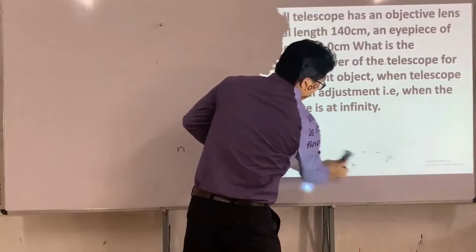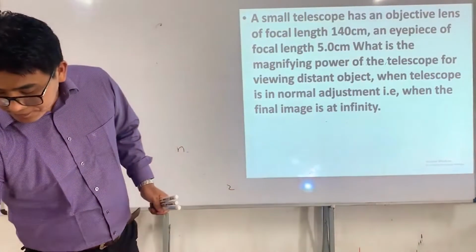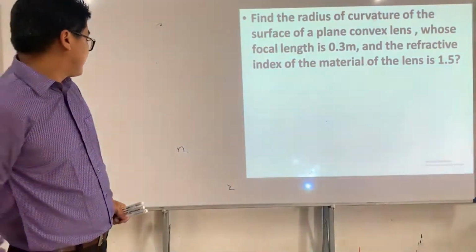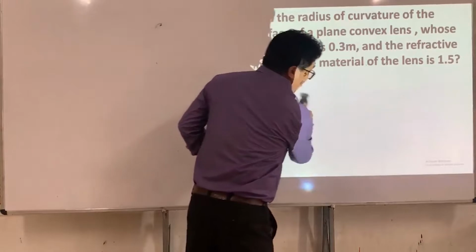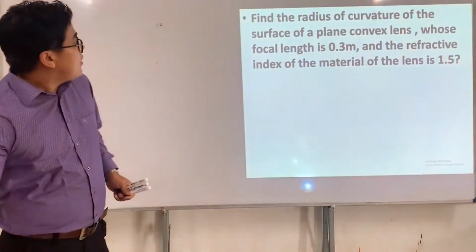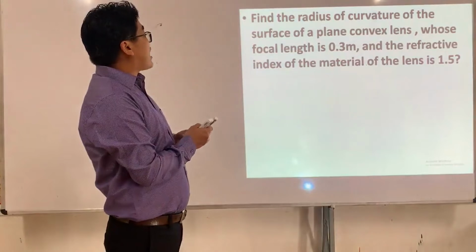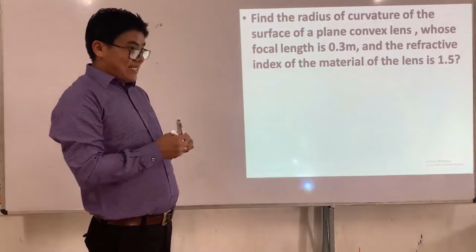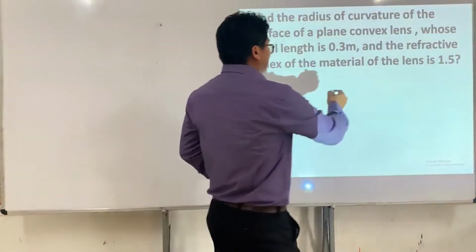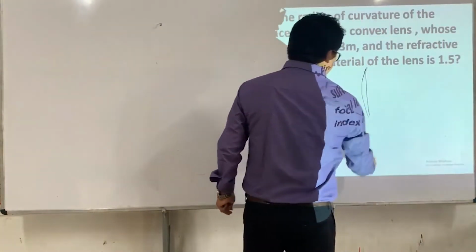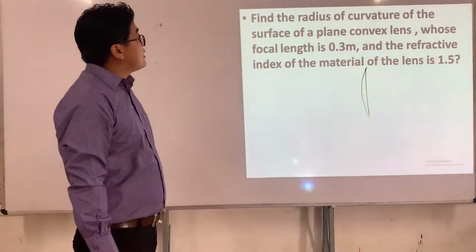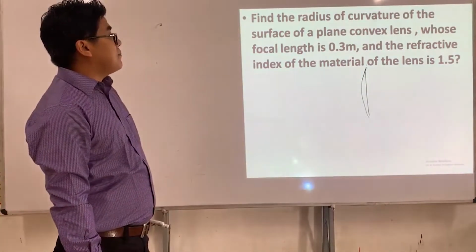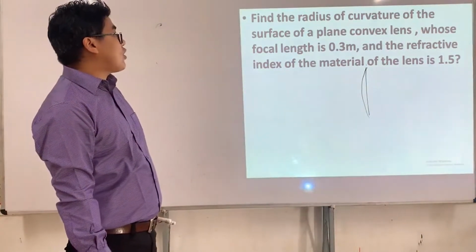Now the next problem I have is this. I will do as many problems as I can. So this is the problem. Find the radius of curvature of the surface of a plano-convex lens whose focal length is 0.3 meters and the refractive index of the material is this.